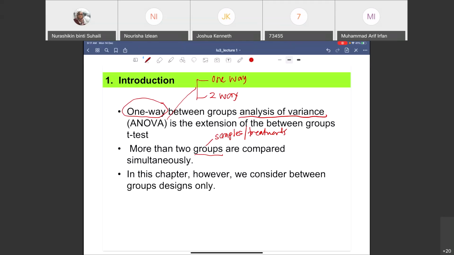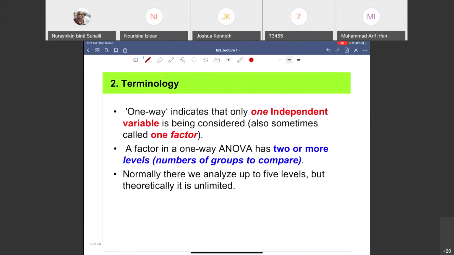Okay, and what is one way and two way? We are going to cover only one way. So one way here refers to factor. Way here is referring to factor. So what is a factor? For example, if you want to compare, now it's ANOVA, you have more than two samples. So species.